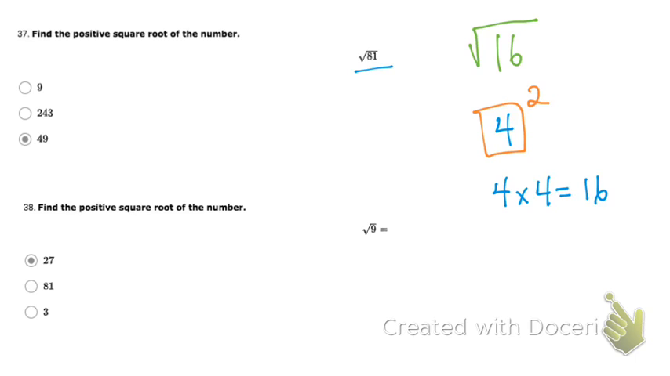Okay, so you just put those in your calculator, and ask what number is being squared to give you 81? What number is being squared to give you 9?